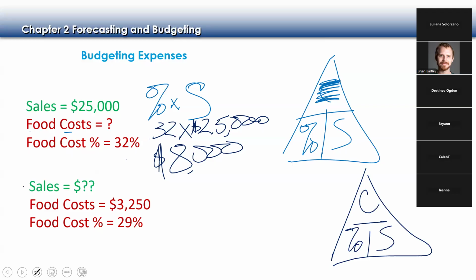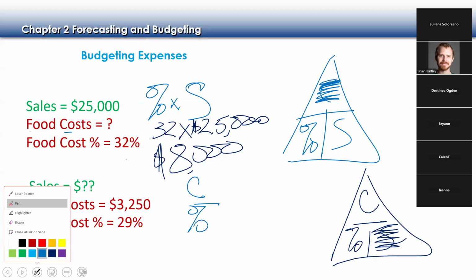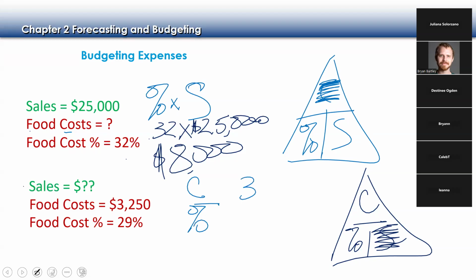So if my food costs, I've got percentage, sales, and cost. If I'm looking for sales, I cover that up. And then I might actually write my formula, cost divided by percentage. $3,250 divided by 0.29. So that means my sales is what? 11,000? 11,206.9.